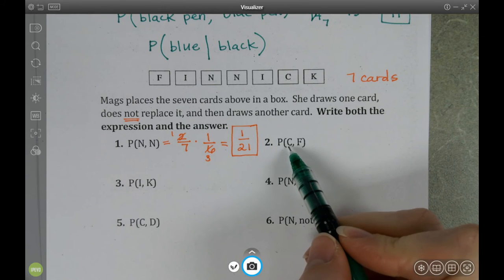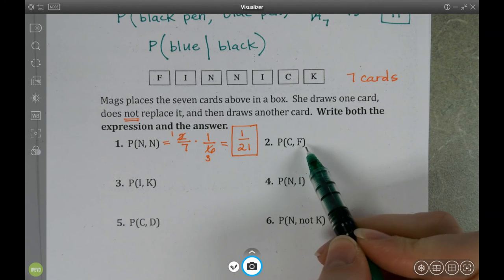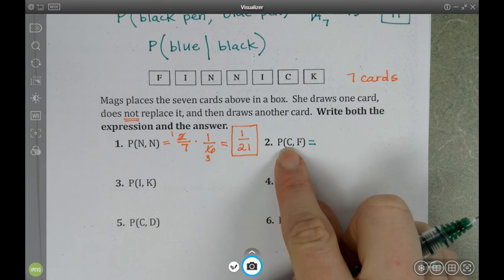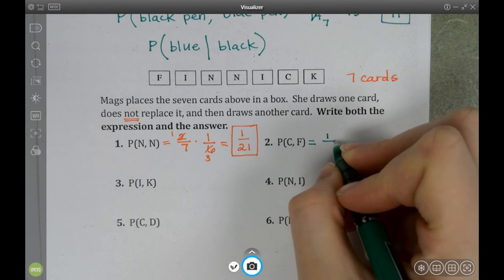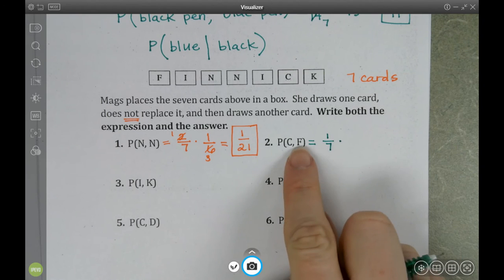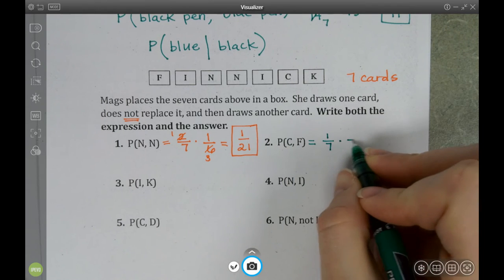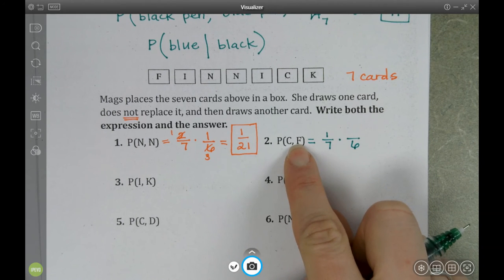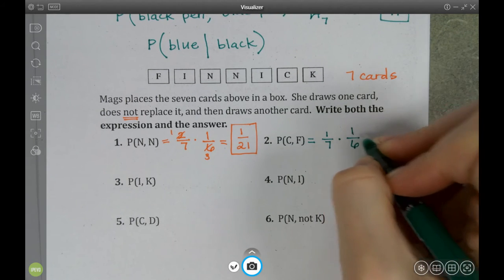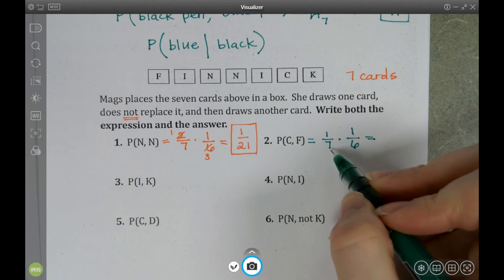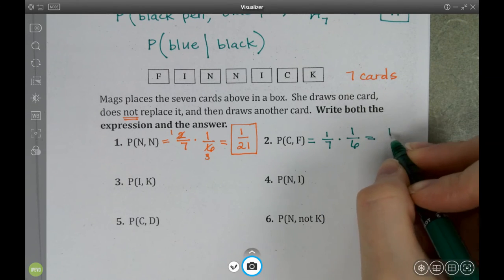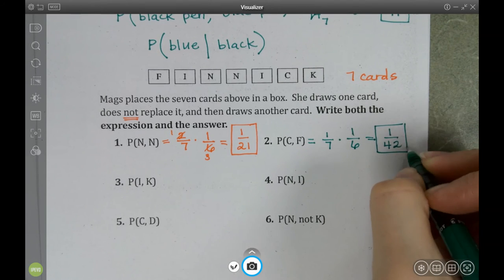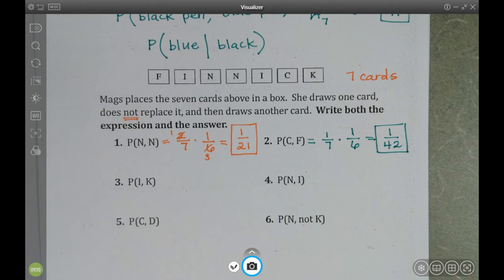Okay, number 2, the probability that the first card is a C and the second card is an F. How many C's are there? 1 out of 7. Once you take that out, there's 6 cards left. What's the probability that it's an F? 1 out of 6. So 1 over 7 times 1 over 6 is 1 out of 42. Okay, go ahead and do those last four.